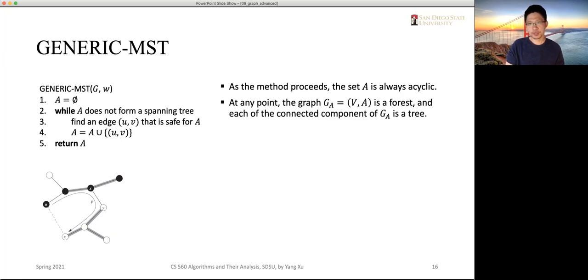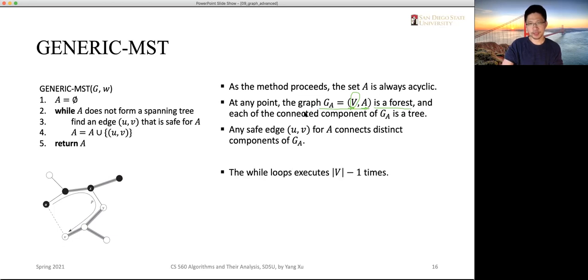Okay. So at any point, if you look at the subgraph, which includes every node, every vertex, but only a subset of edges, this subgraph must be a forest. Okay. It must be some subgraphs and some isolated vertices, okay? So it's a typical forest, okay? And any safe edge from U to V for A will connect some distinct components within that forest, okay?